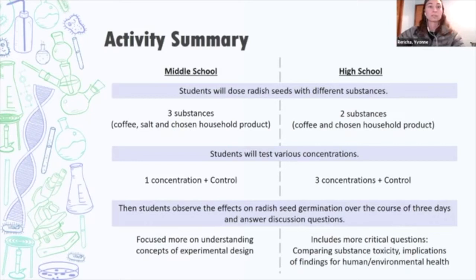For the middle schoolers, we wanted to focus a little bit more on understanding experimental design concepts, so really focusing on how we create a controlled experiment and how, when we do that well, we can generate good data. Whereas on the high school level, we wanted to focus on slightly more critical questions of comparing substances across concentration ranges, and also include a bit more discussion about the implications of our findings from this experiment or other toxicology experiments for humans and environmental health.